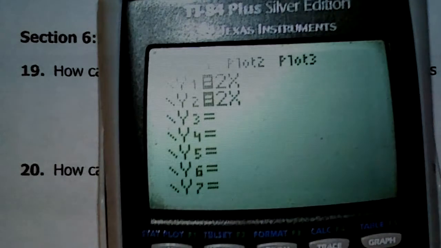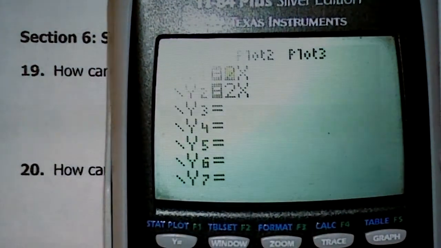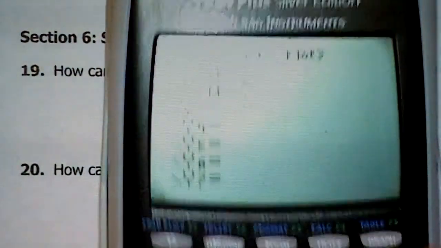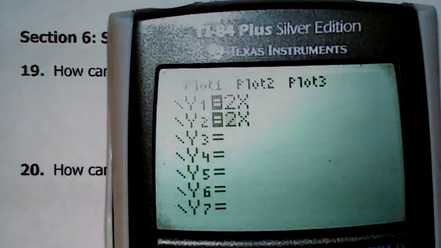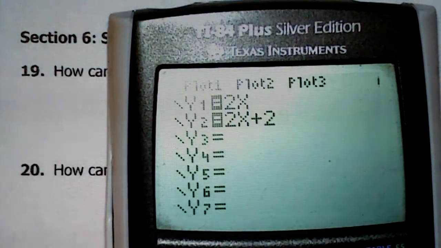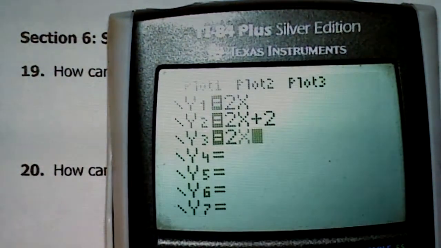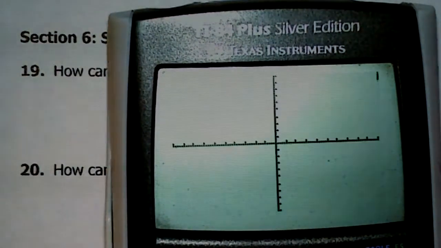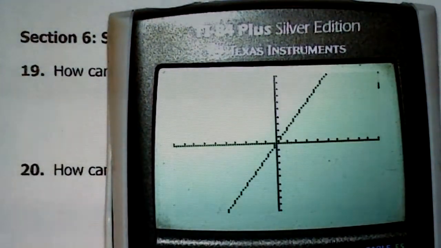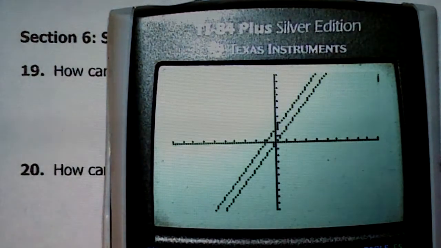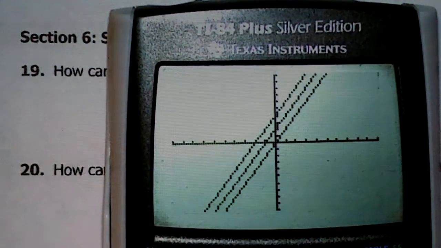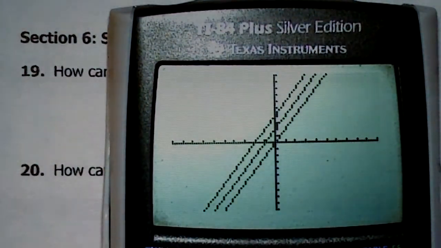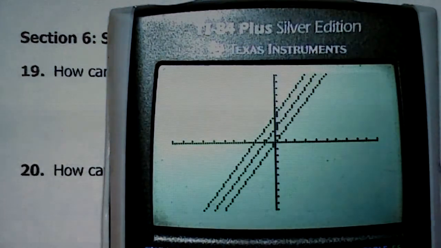And we tried typing in a bunch of equations. I'm hoping you can see this. Let's say I have y equals 2x. If I have y equals 2x plus 2, y equals 2x plus 4, and I graph that, do you see how those are all parallel lines? Yes, these are parallel. They're never going to cross.